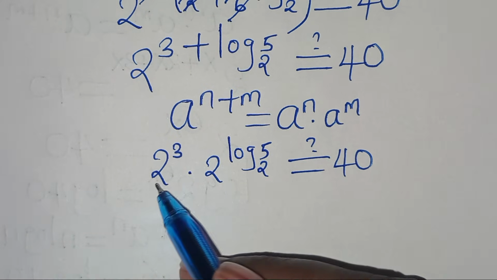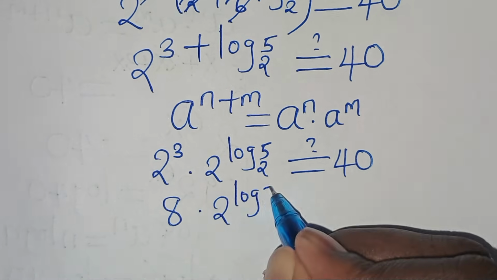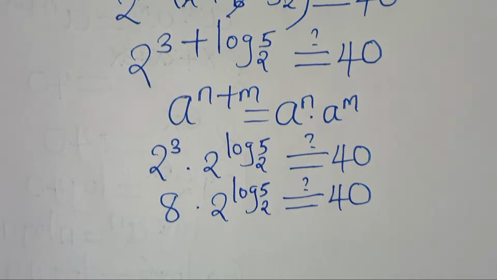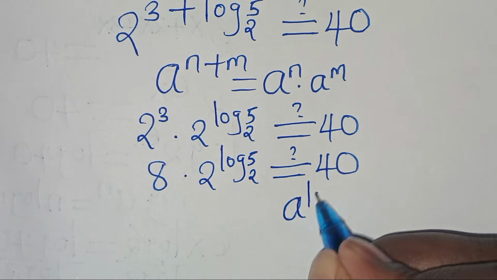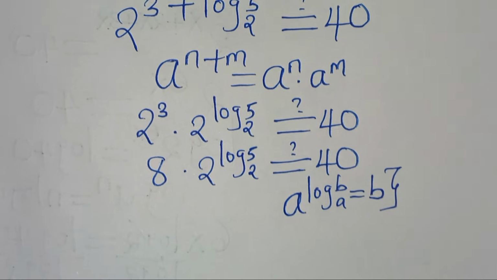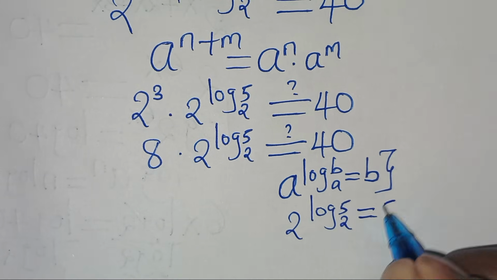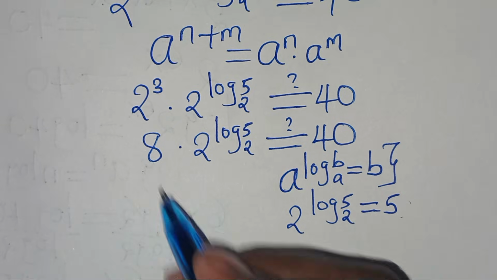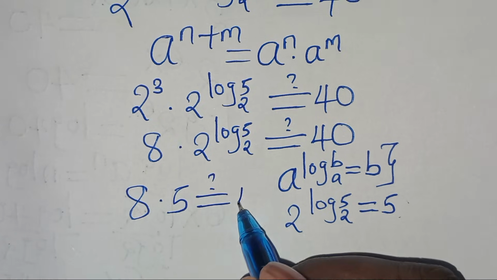Now, we have that 2 to the power of 3, this is equal to 8 times 2 to the power of log 5 to base 2. This is supposed to give us a value of 40. So 2 to the power of log 5 to base 2, this is in the form of a to the power of log b to base a, and this is supposed to give us a value of b. So this means that 2 to the power of log 5 to base 2, this is equal to 5. Let's substitute this value of 5, so that we have 8 times 5. This should give us a value of 40.